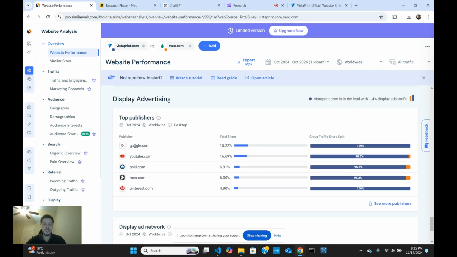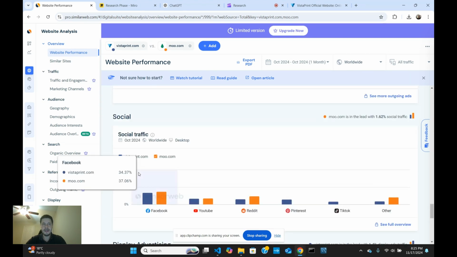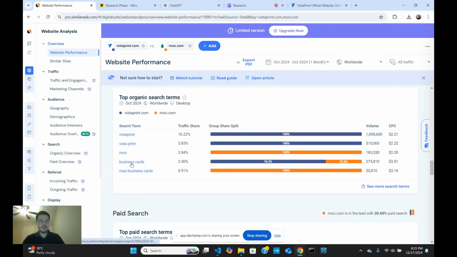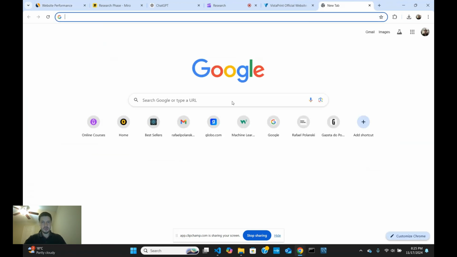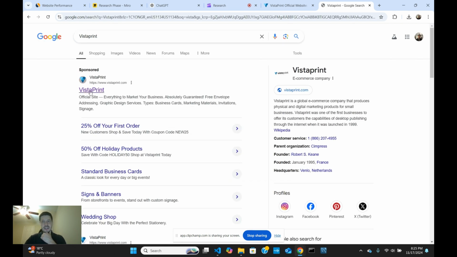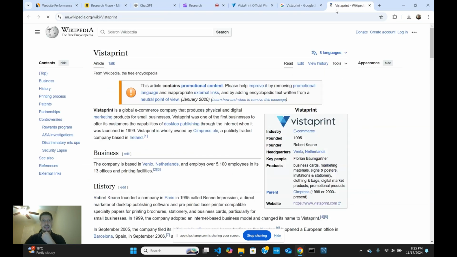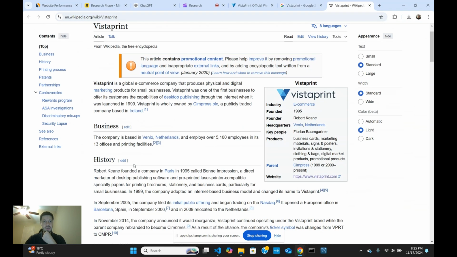Top publishers. I can see here that there's Google, YouTube, Poki, MSN, and Pinterest. And I think that's it. So I was able to learn a little more about Vistaprint. There's another thing I can do, which is just Google Vistaprint, which again takes me back to the website. And here it shows the value prop, right? I can go to Wikipedia. I can check what it says here.